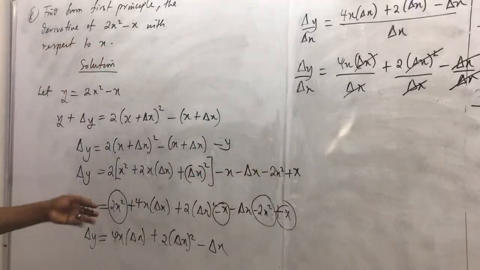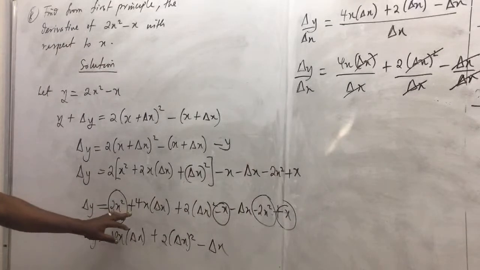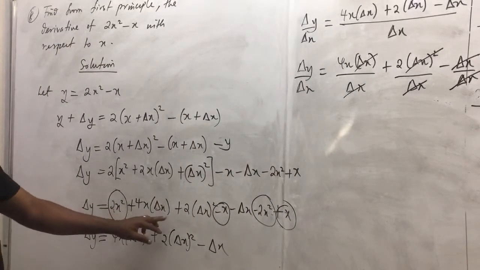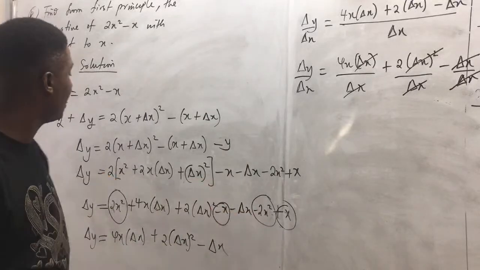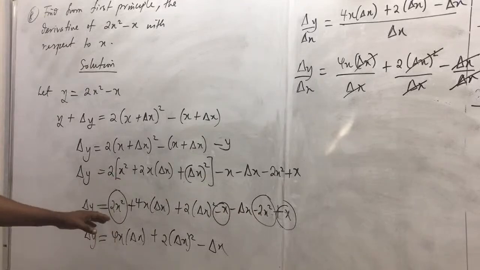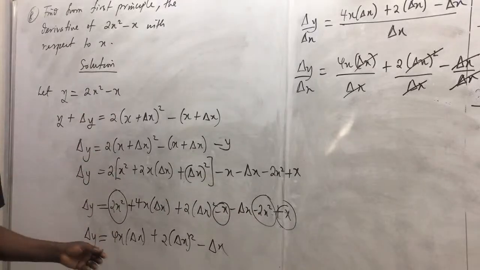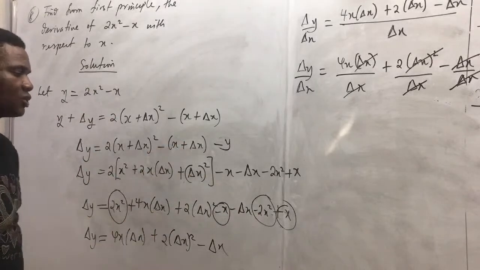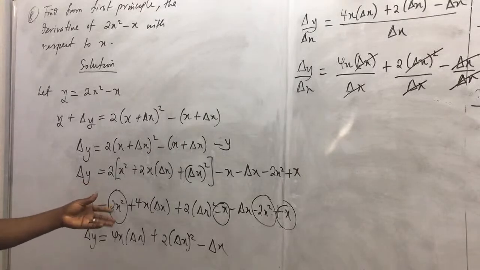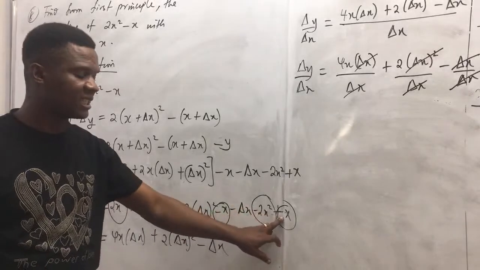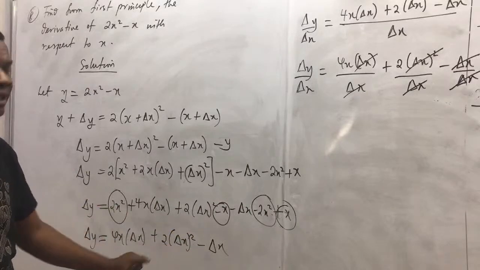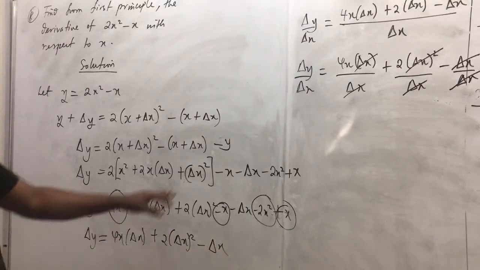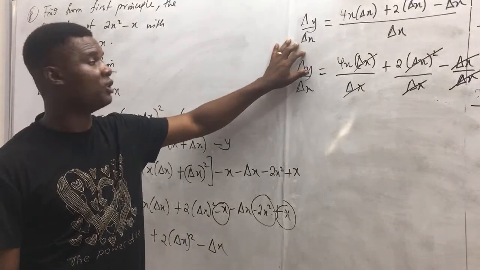And we expanded to get this: 2x squared plus 4x change in x plus 2 change in x all squared minus x minus this. And simplifying meant that we had to cancel out like terms. 2x squared cancelled out 2x squared, that is 2x squared minus 2x squared. Then we had minus x plus x giving us 0, leaving us with what we had here. Now, we had to move over to getting the gradient function, which was this.